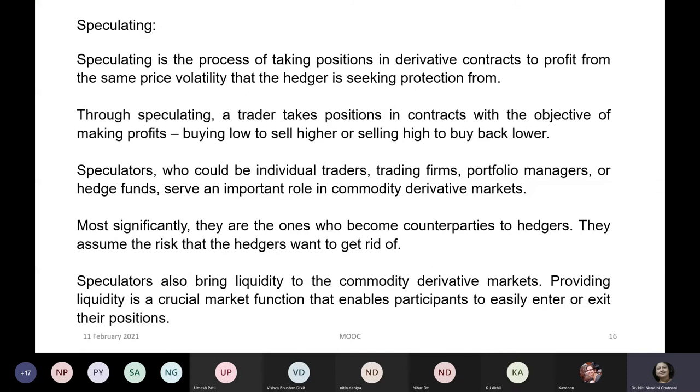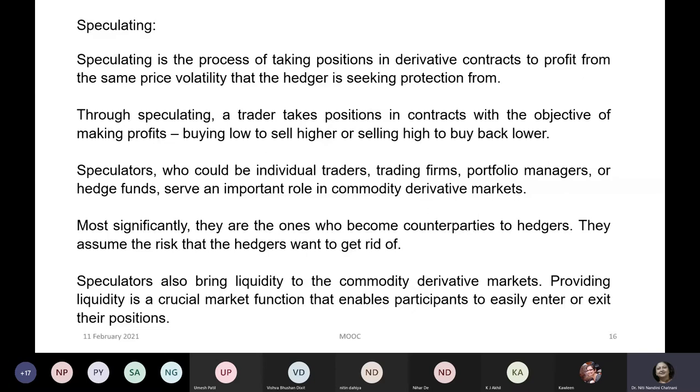They're necessary evils, right? While they may, by their presence, cause some volatility and some unwanted price movements in the derivative markets, they have to be kept under check. There has to be a lot of close vigilance on them so that they don't hijack the markets. But they're necessary evils. You can't wish them away from the market because they become the counterparties to the hedgers.